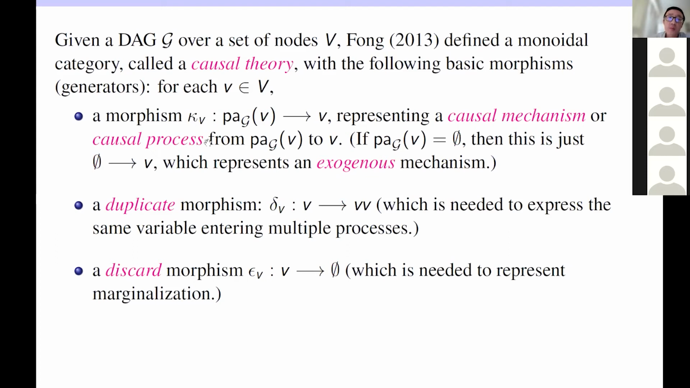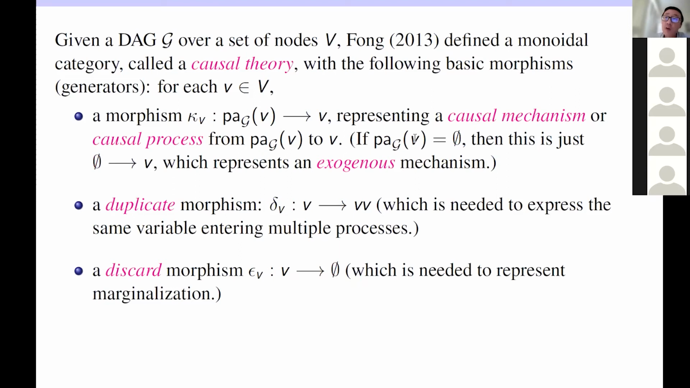For each node in V in the DAG, this causal theory is built given a DAG G, so it's a DAG-based category. For each vertex in the DAG, we have a morphism from the set of its parents to this vertex. Again, this is an abstraction of those conditional probability functions in a causal Bayesian network. Here it is more abstract and doesn't have to be probabilistic. It's just a causal process, a causal mechanism in whatever form, from the set of parents to this node. Sometimes we call this a basic causal mechanism or causal process.